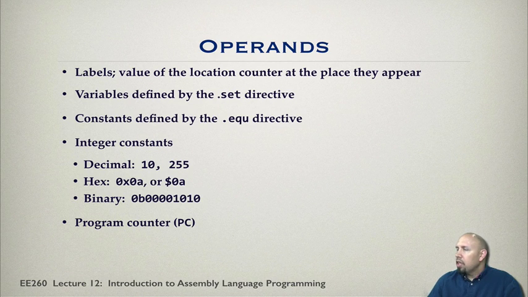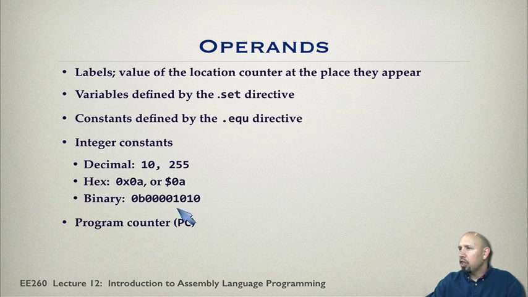So what could be used as an operand? As I mentioned, there are a number of different types of instructions. Those instructions might use operands. There are different kinds of things that can go into operands. Here are some of the things. You can put in a label, for example, the value of the location counter at the place where they appear. For example, we saw the command rjmp, and then there was a label. So a label could be used as an operand. Variables could be used as an operand. You can define a variable using the .set directive. You can define constants using the .equ directive. So these could go in as operands.